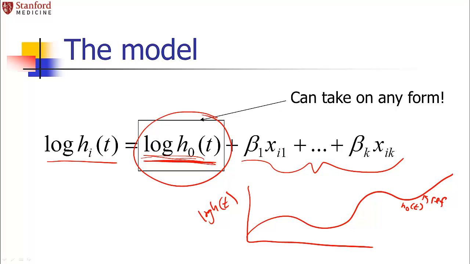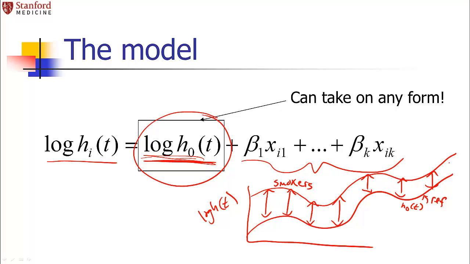And then maybe my smoking group looks something like this. It's kind of similar, a weird function over time, no easy mathematical function to describe that. But as long as the difference between my smoking group and my control group is roughly the same at all different time points, then we can estimate the difference between those curves, the relative difference, and that is the hazard ratio. And we're just going to estimate that.